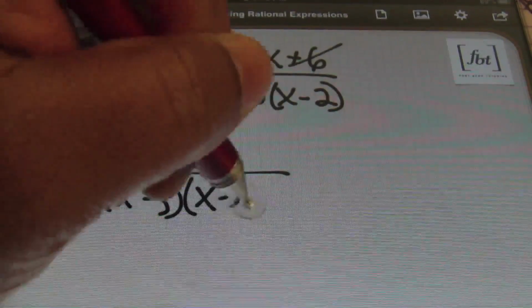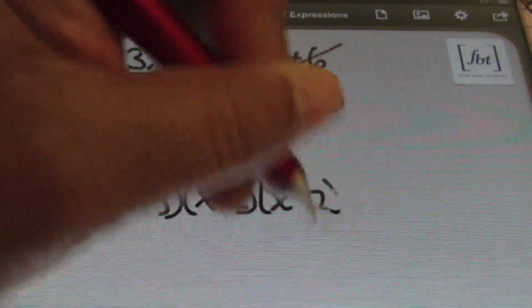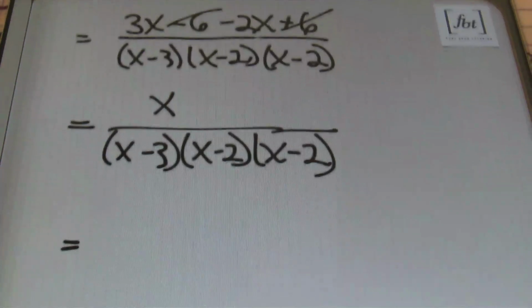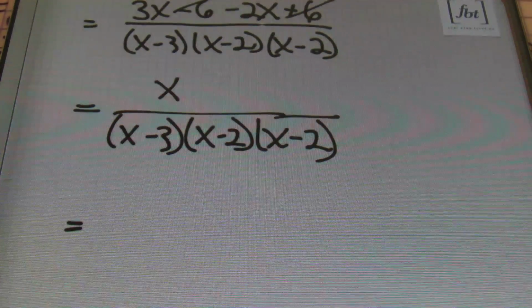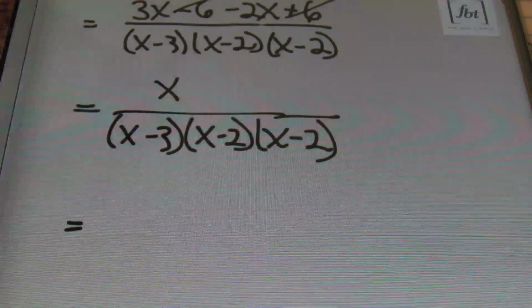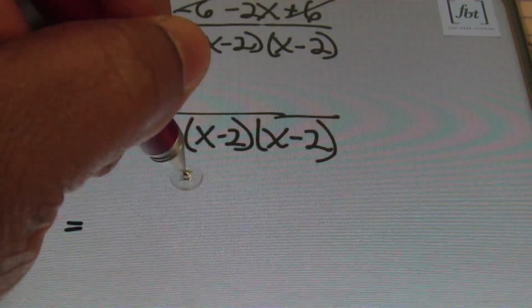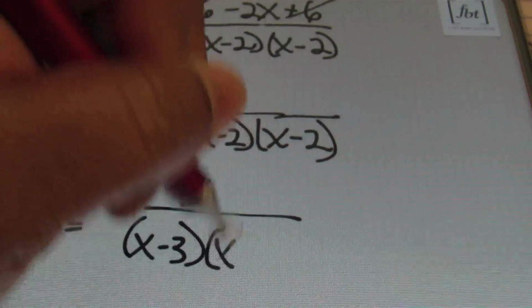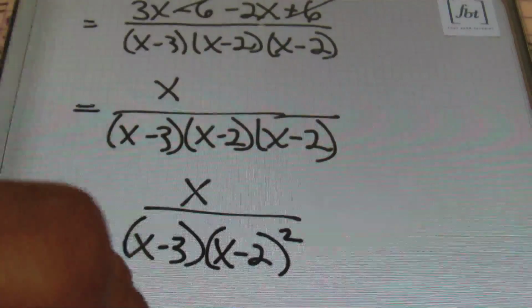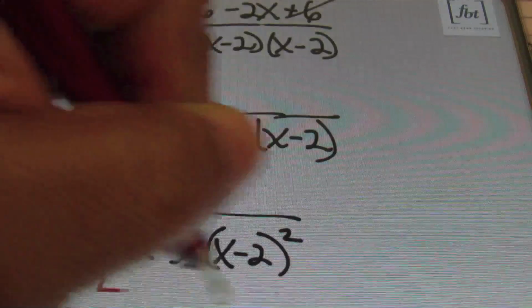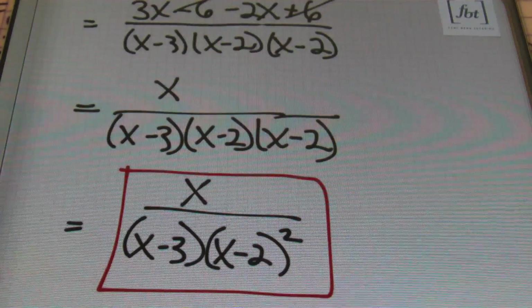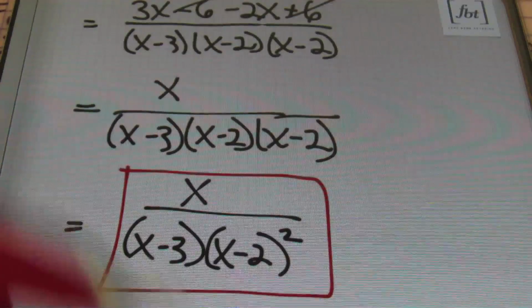times x minus 2 times x minus 2, and that could be submitted as an answer, but most likely your teacher will want you to have this fully simplified, so it's now that I'll write that x minus 2 to the second power. So I'm going to rewrite it as x over x minus 3 times x minus 2 squared, and this is going to be my result. Done. All right, so that's the answer. Good stuff. Let's check out what we have next.